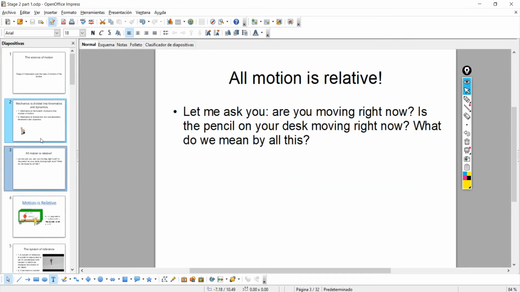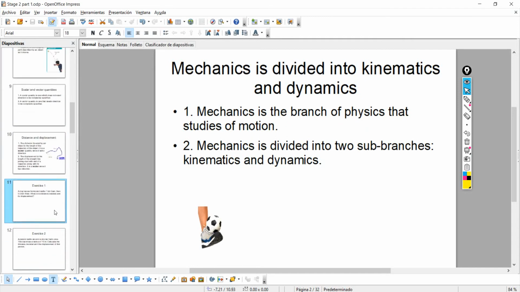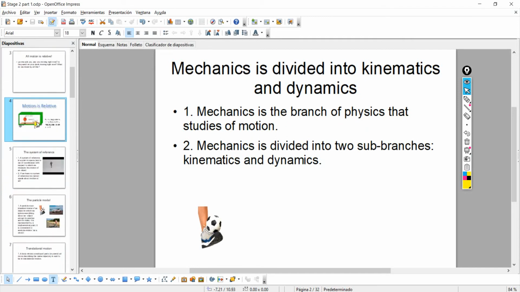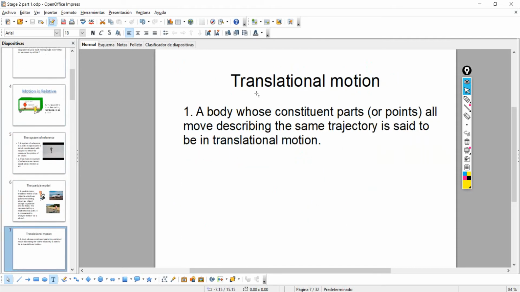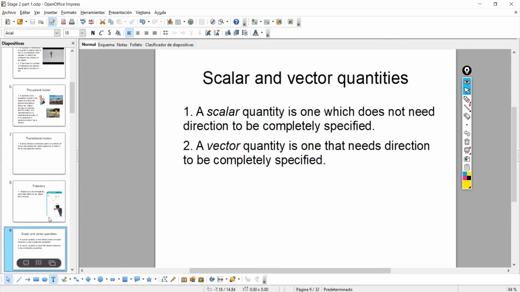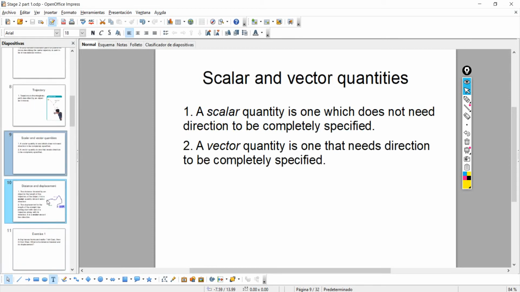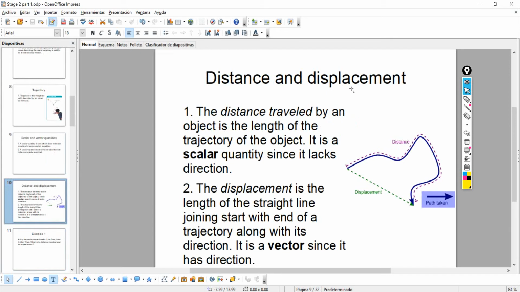We have seen many things, okay? Just a brief overview. We have seen some concepts such as system of reference, the particle model, translational motion, scalar and vector quantities, what is distance, what is displacement, what is the difference between them. Can you remember this? If a particle goes from here to here, all of this is the distance traveled, and the length of this straight line is the displacement. I hope you remember that, or I hope that you remember it now that I'm telling you.